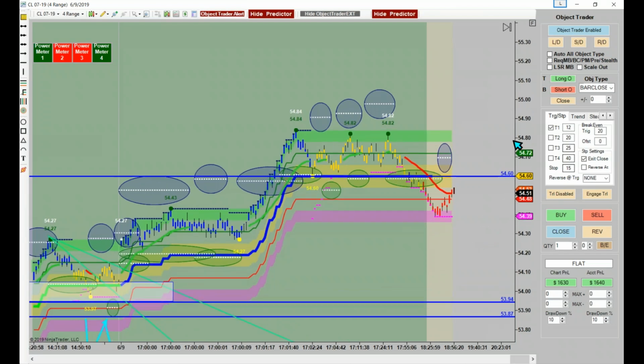Oh, look different than Ninja. The reason it looks different than Ninja and Chart Trader, Richard G., is because this is not Chart Trader. This is actually our little tool that we developed called Object Trader. You can actually take bar close trades, region trades. You can take, well, let me just get it over here so you can see it.